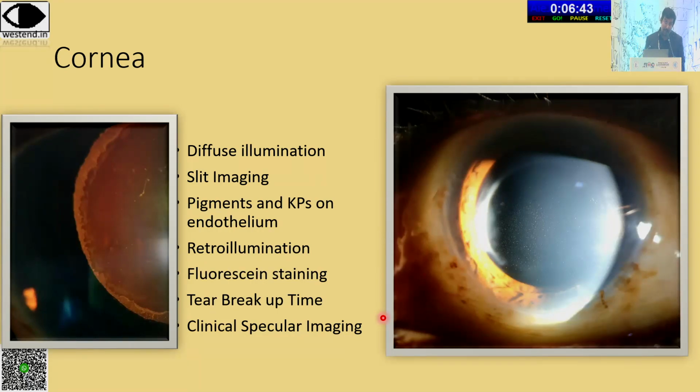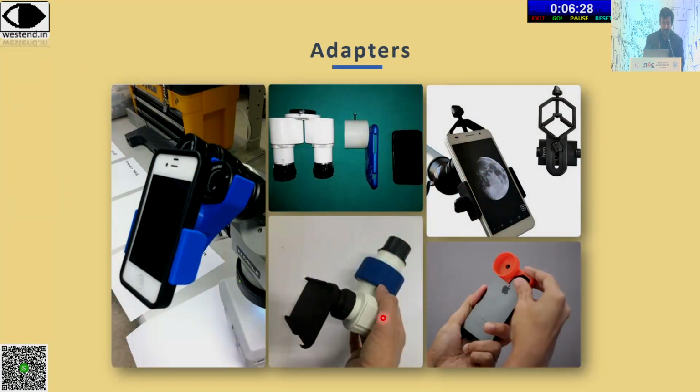You can take videos of tear breakup time. You can even do clinical specular imaging. Okay, mind you, this is on a phone. On a phone with a slit lamp, a good slit lamp, you can take specular imaging, endothelial cells. And there are several adapters available, so many available. This is the one which I commonly use because it is universal and affordable.